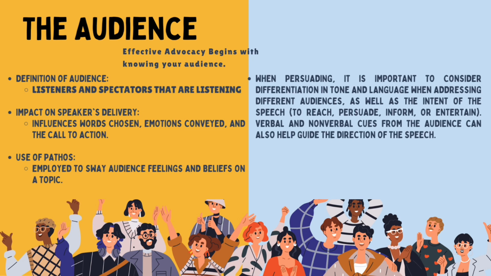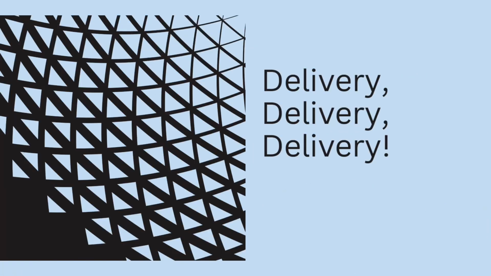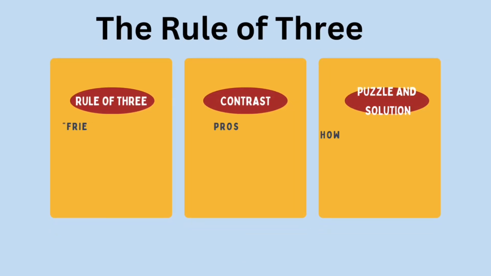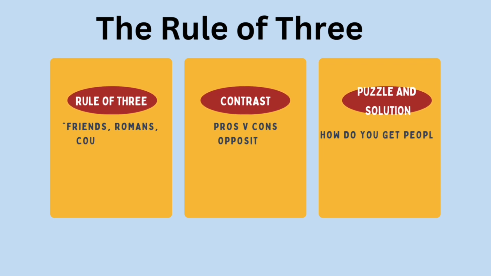So a speaker may utilize pathos to influence the audience's feelings and beliefs on a topic. Their tone and language choices differ when addressing adults versus children. Ultimately, the audience is who the speech intends to reach, persuade, inform, or entertain. Public speakers need to keep in mind their audience. They need to play to their interests and expectations. The audience offers cues to guide the course of the speech through their verbal and nonverbal interactions as well.